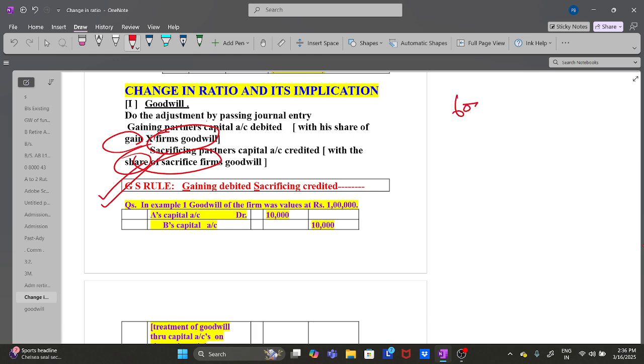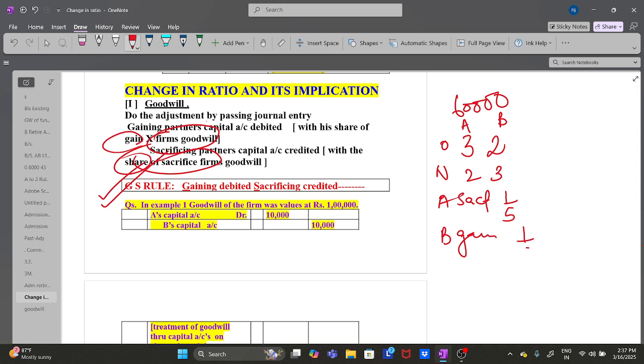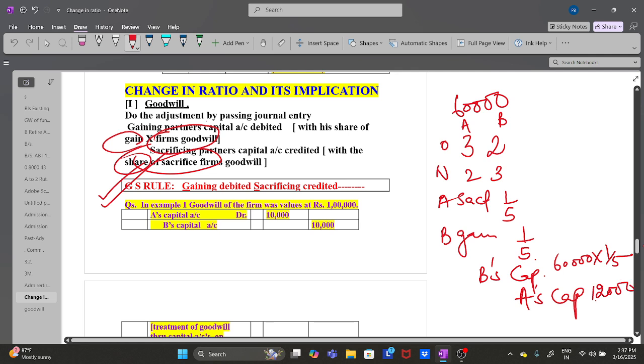Example, goodwill of firm 60,000. A and B were sharing in the ratio of 3:2, and their new ratio is 2:3. So what happens? A will sacrifice 1/5, B will gain 1/5. So B's capital or current account, depending on whether the capitals are fixed or fluctuating, gets debited, and A's capital gets credited. Goodwill of firm is 60,000. Multiply this with 1/5. So the amount for the entry will be 12,000 rupees.